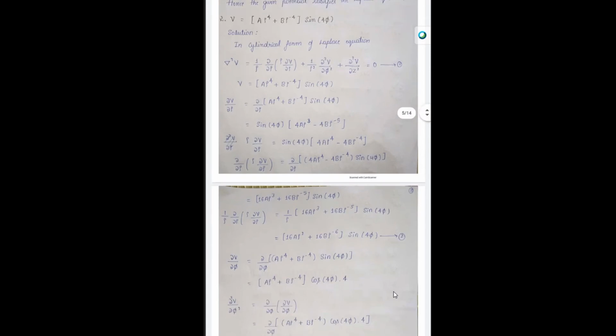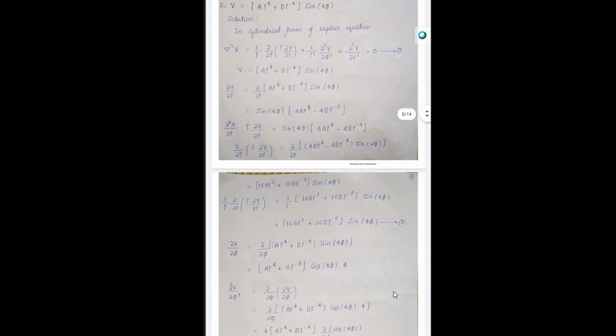Then again you need to differentiate it. Cos 4 phi differentiation is what? Minus sine 4 phi into 4. And if you simplify, you'll get some value. Then again you need to multiply by 1 by rho square on both sides. So if you multiply, you'll get equation 3.